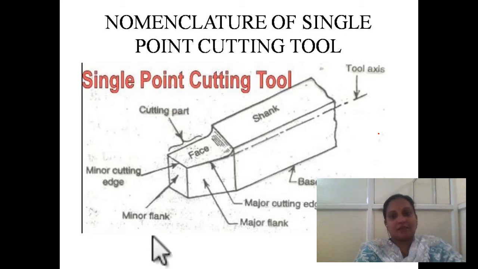The figure you are seeing here is the nomenclature, the isometric view of a single point cutting tool. We can find different parts here. The shank is the part which we hold in the chuck, and this is called the cutting edge. When we are cutting with this edge, the chip will flow on this face. For easy movement of chips over this tool, we maintain some angle here that is called the rake angle.